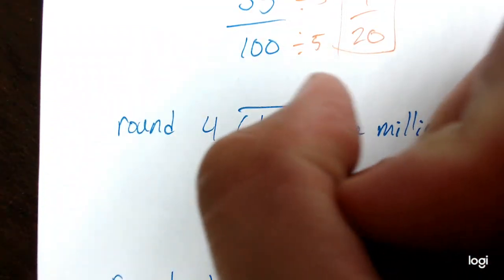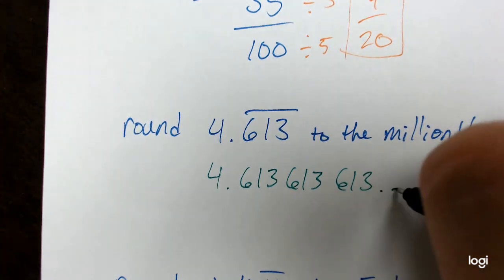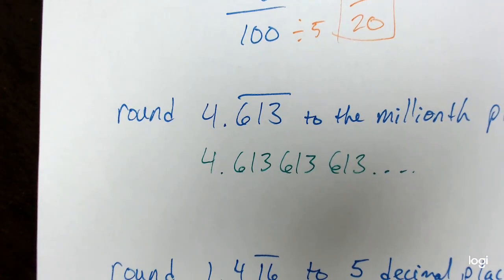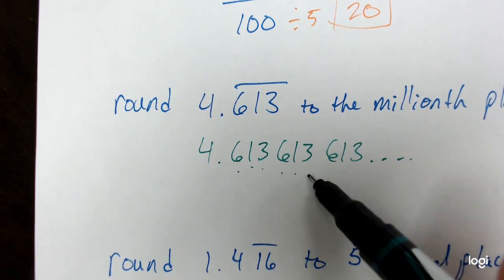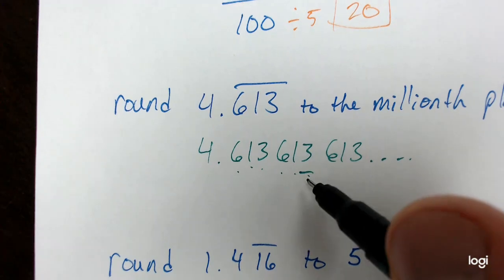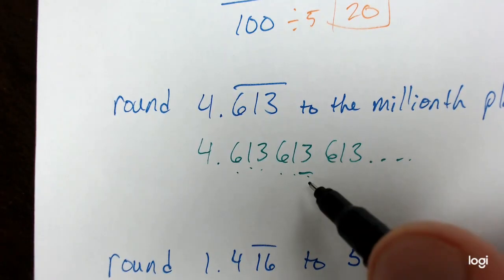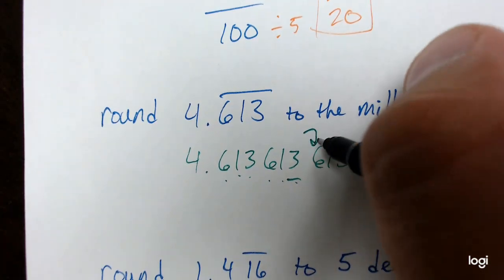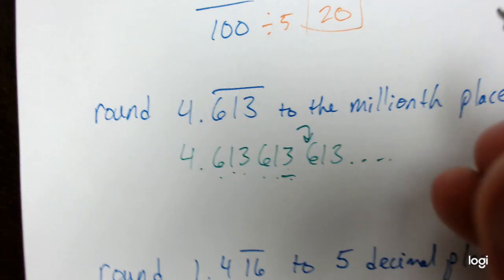So let's go ahead and write it out, and that will help us round it. If this number actually looks like that, let's write it that way. It's 613, 613, 613, and then it repeats, right? Now, where's the millionths place? Let's count it out. I've got tenths, hundredths, thousandths, 10,000ths, 100,000ths, millionths. Great. So I know what place I'm rounding to. I'm rounding to the 6th decimal place. Remember, if I'm rounding here, I look at the number immediately to the right. That's 5 or above, so this number goes up to 4. Everything else gets cut off.